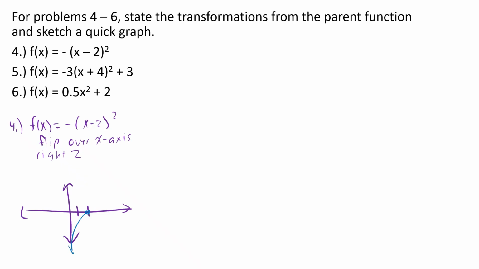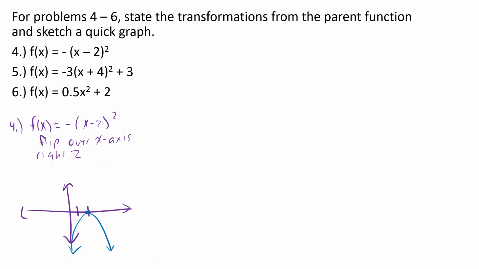and then make sure that whatever you draw is flipped over. Now, do I know for sure that that's going through all the right points? No, I don't. It's a quick graph. It gives me a quick idea of where on the coordinate plane it is and what orientation it has.